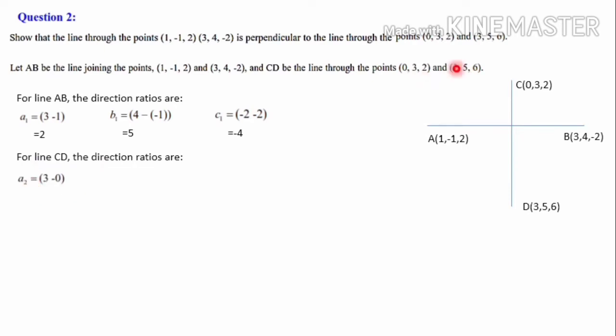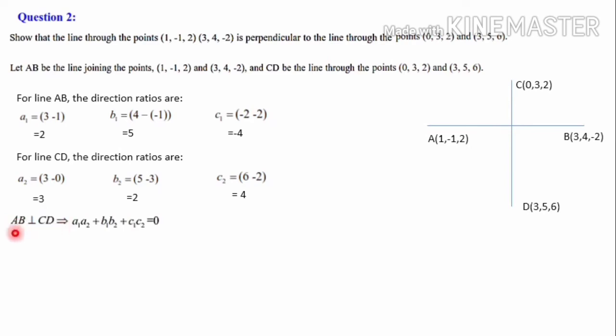A2 is x2 minus x1, 3 minus 0, which is 3. Next, B2 is 5 minus 3, which is 2. Next, C2 is 6 minus 2, which is 4. So A1, B1, C1 are the direction ratios of the first line, and A2, B2, C2 represent the second line. 3, 2 and 4 are the direction ratios.